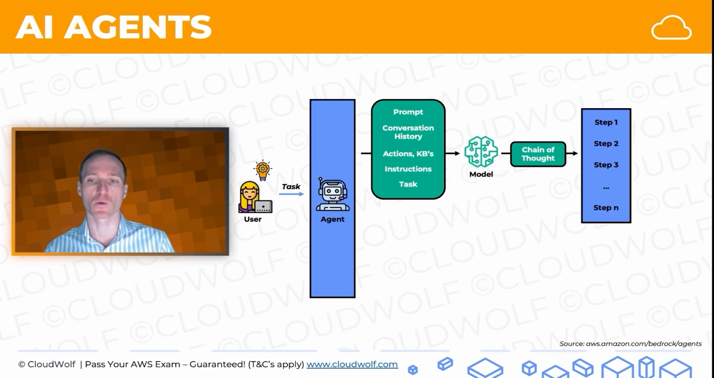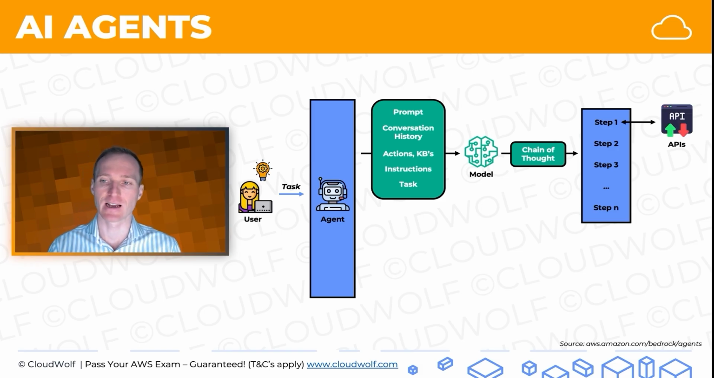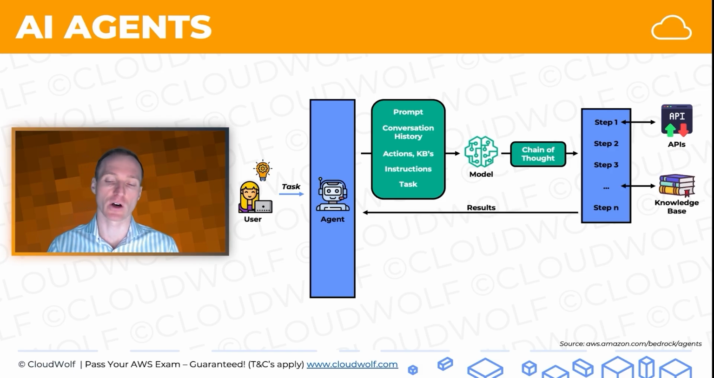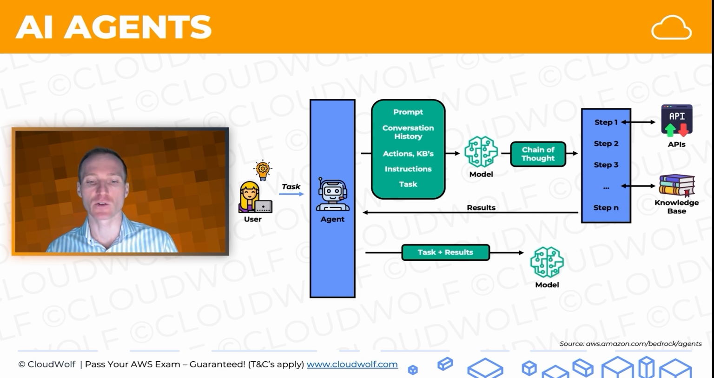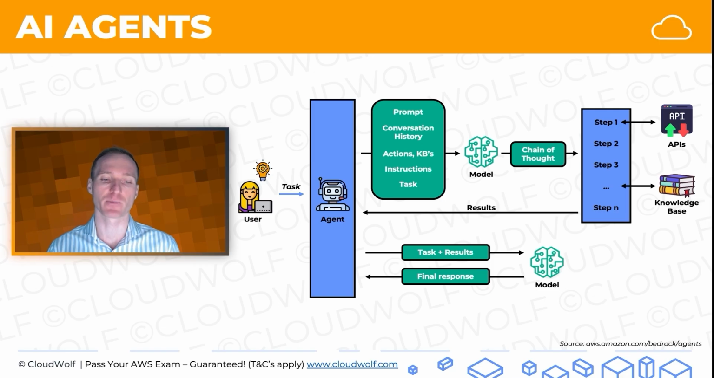And a foundation model will come up with certain steps that need to be taken to complete this task. For example, one of the steps might be to call an API. Another step might be to interact with a knowledge base, and so on. Then the results of these steps will be sent back to the agent. The agent will then give the task plus the results to another model, and the model will then put everything together and provide a final response to the user.